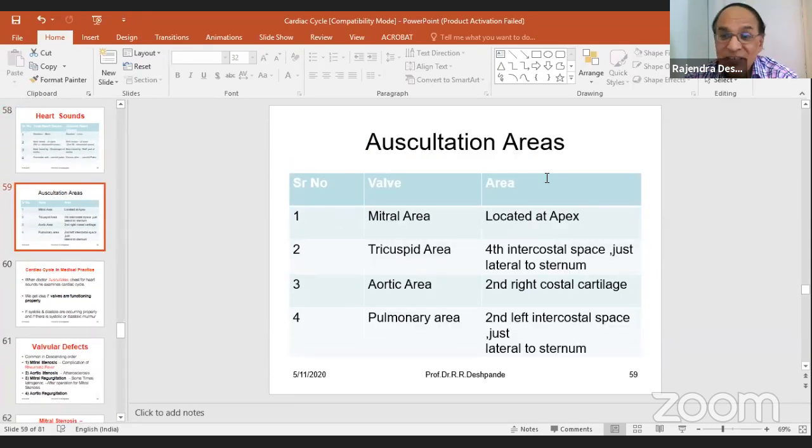Auscultation areas. This is asked in your journal. Open your journal after my lecture. This is a practical for your heart sounds. So these are the areas where you must auscultate.